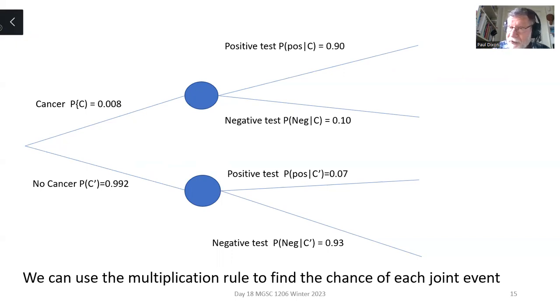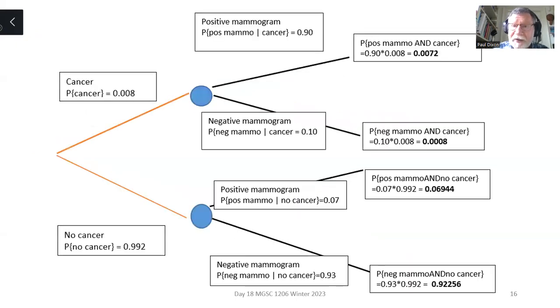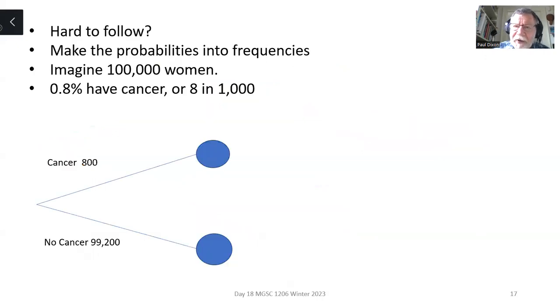We can then use our multiplication rule to look at the ends of the branches. What's the probability someone gets a positive test and has cancer, or gets a negative result and does not have cancer? I combine the two events, so I throw them all together with all these multiplication formulas. You may have no sense of where all the numbers came from at the end here. Don't worry about it. Let's go back and try it a different way.